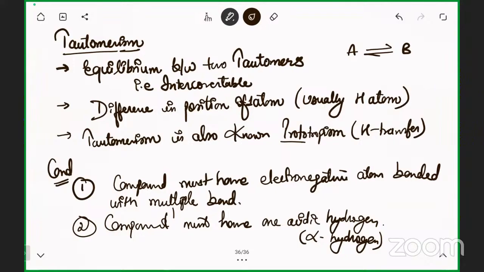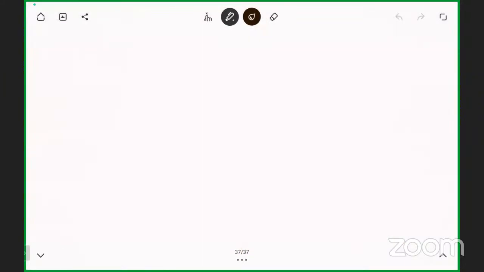Okay, what are the conditions? The compound in which tautomerism is happening must contain an electronegative atom bonded with a multiple bond. For example, I'm talking about C double bond O or C double bond S. Certain conditions like this must be there. And second condition, the compound must have one acidic hydrogen. It means I'm talking about alpha hydrogen. So these are the conditions. Now clear? Yes, sir.